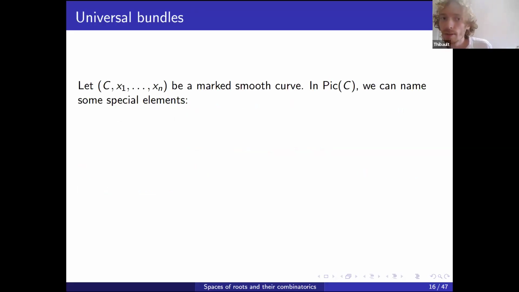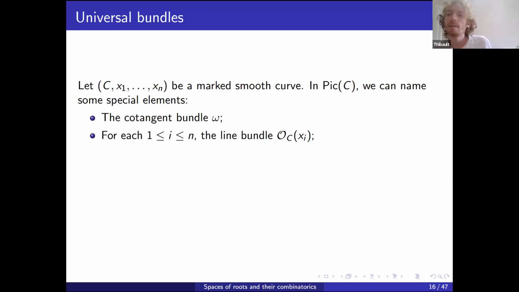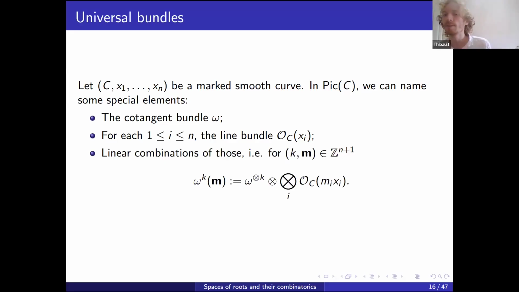Now, if I look at the Picard group of any smooth curve with markings, I can name a bunch of special elements in it. The first thing I can do is I can always look at the tangent bundle and at its inverse, the cotangent bundle. Because the curve is smooth, this is really a line bundle. For each of my markings x1 to xn, I can look at the line bundle O of xi. These two always make sense. And I can, of course, take linear combinations of these things.